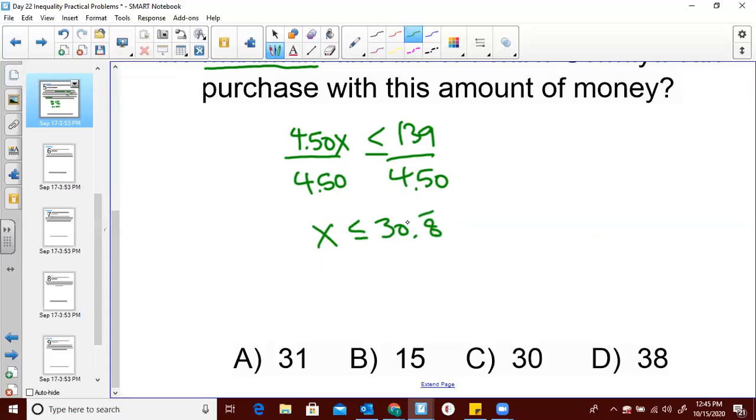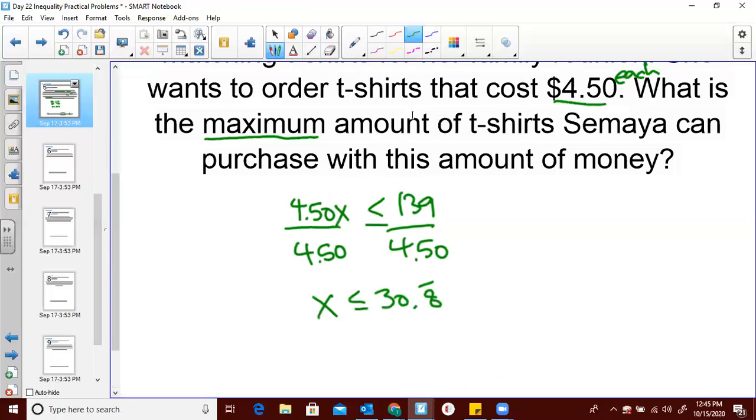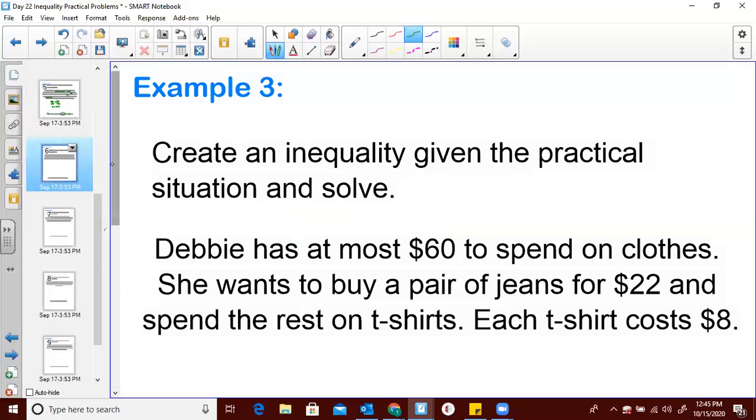Okay, so we know right away that we can't buy any more shirts than 30.8. So that's going to get rid of D. It's also going to get rid of A. And the reason is we're not rounding up. If you were to put in 15 and 30 into X, both would make this a true inequality. But again, we're looking for the largest because she wants to know what the maximum amount of shirts she can buy is. The max amount of t-shirts. Right, so our answer was C.